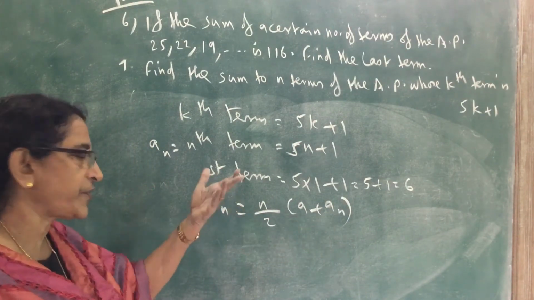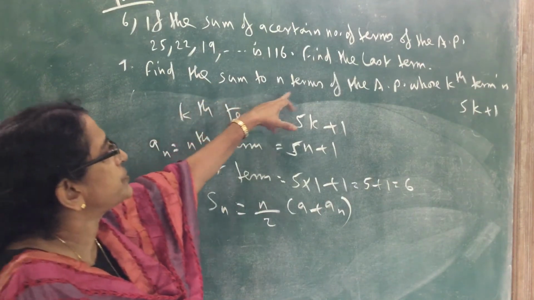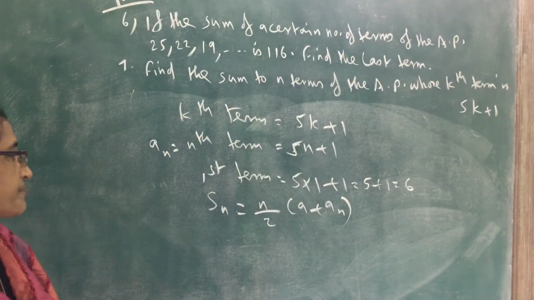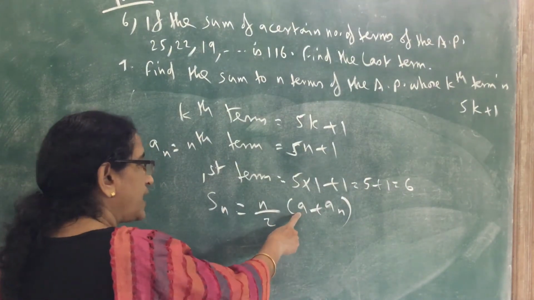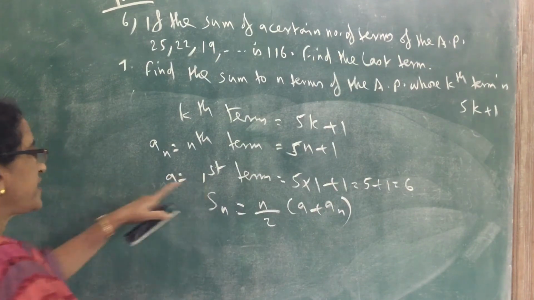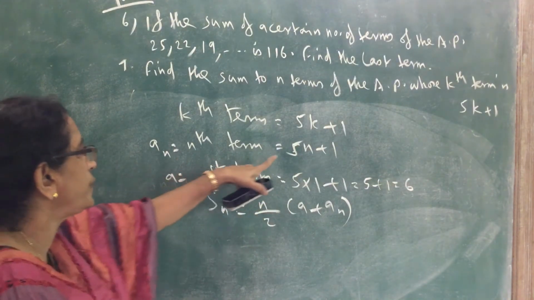N also, no need to substitute. N is not given. N will be there in the nth term. To find the sum to n terms, that means n will be there in the answer. So only we have to substitute a and an. This is the first term. The first term is denoted by a. So a equal to 6 and an equal to 5n plus 1.